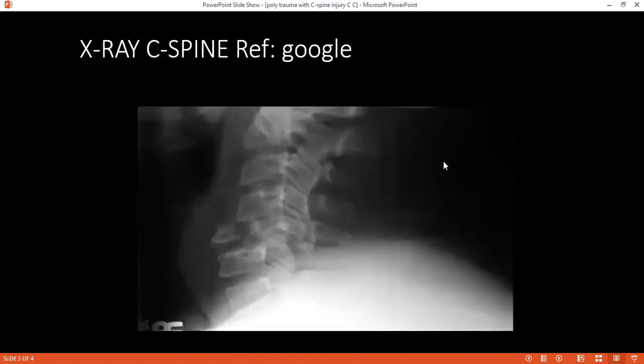Would you be able to read this image for me, please? Yes, ma'am. This is an X-ray of the cervical spine, lateral view, showing fracture of the body of the fourth cervical vertebra. Yes, good. Thank you.